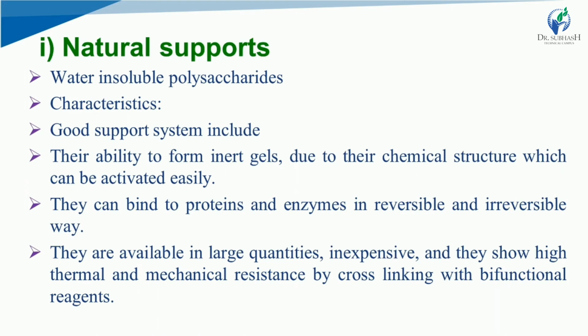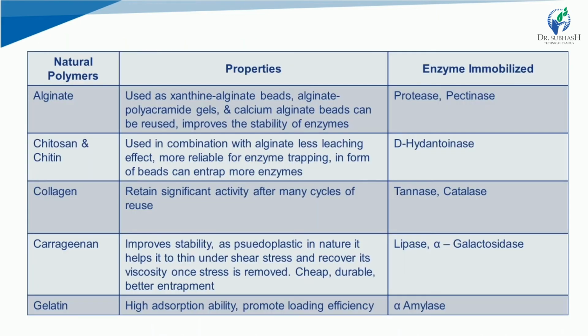Their ability to form inert gel is really great, so enzyme immobilization can be activated really easily. Now these are again the examples of natural polymers. You need to memorize this table, as I'm not going to go into every category, but the major examples are alginate, chitosan, chitin, collagen, carrageenan, gelatin. These are all names you have heard already, right? The main thing is which natural polymer has already had an enzyme immobilized.